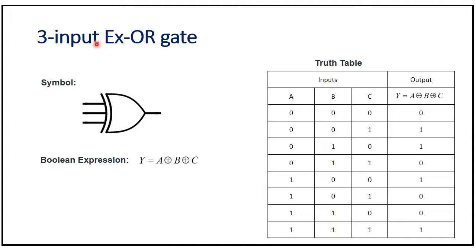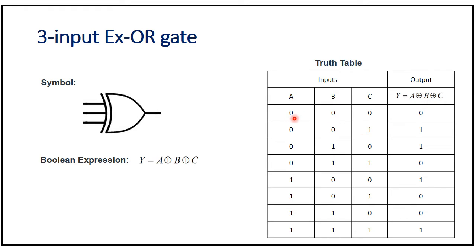Now we will see 3 input XOR gate. See, this is symbol of XOR gate. It has 3 inputs: A, B and C, and 1 output. Boolean expression: Y is equal to A XOR B XOR C. Truth table: inputs. XOR gate has 3 inputs: A, B and C, 1 output. Y is equal to A XOR B XOR C.